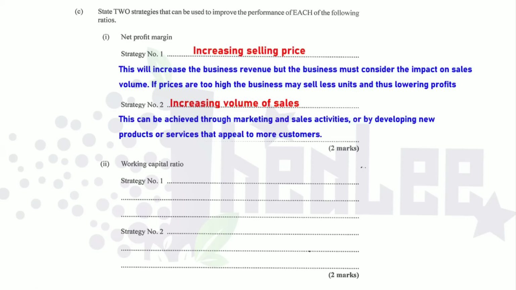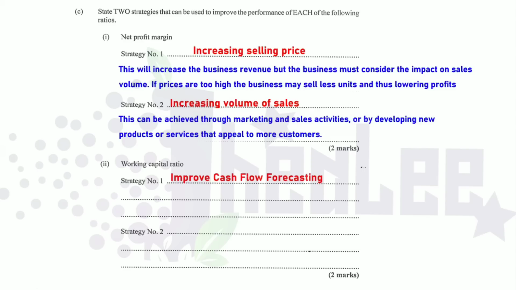Now, in terms of the working capital ratio, what can Gigi Millie employ? What strategies can Gigi Millie use in order to improve the working capital ratio? And the first one is to improve cash flow forecasting.